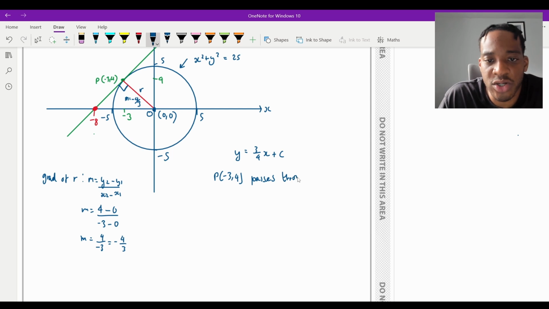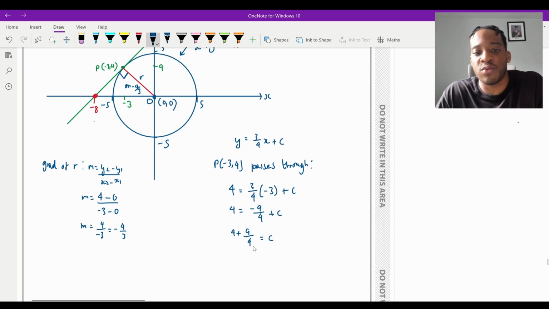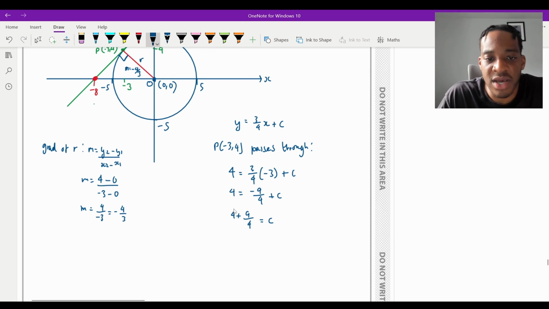So if it passes through, then we can replace x and y with minus 3 and 4. So y is 4, so it's going to be 4 is equal to 3/4 times x, which is minus 3, plus c. Now tidying this up, this is just going to give us minus 9 over 4 plus c, and then we need to add this over, so it's going to be 4 plus 9 over 4, which is equal to c. You can put this into your calculator, but I'll just do it in my head. 4 is the same as 16 over 4, plus 9 over 4, which is equal to c.